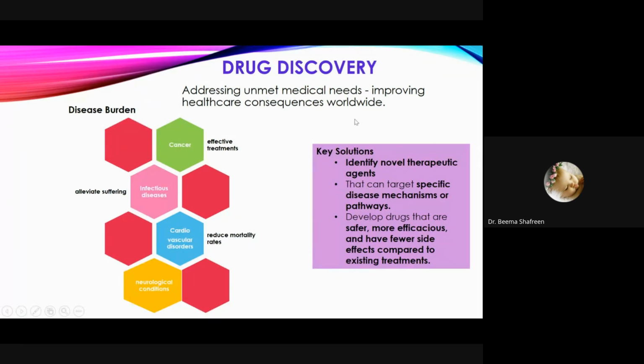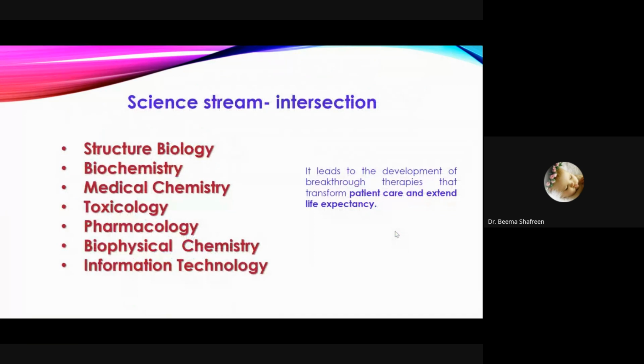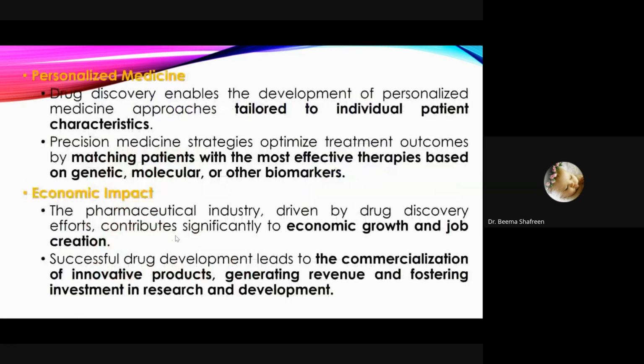So the key solution for this is to identify novel therapeutic agents that can target the specific disease mechanisms or pathways, and develop drugs that are safer, more efficient, and have fewer side effects, and can be a replacement for the existing treatments. So the science streams that are working at the intersection are structural biology, biochemistry, medicinal chemistry, toxicology, pharmacology, biophysical chemistry, and information technology, which are driving breakthrough therapies that can transform patients' care and extend life expectancy.